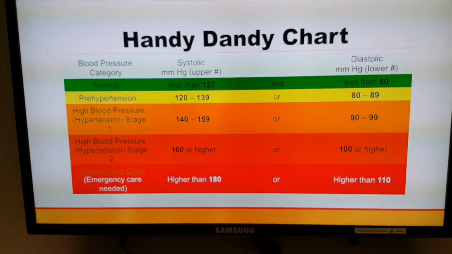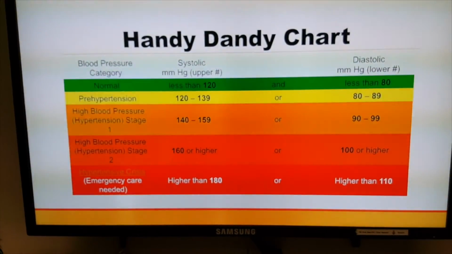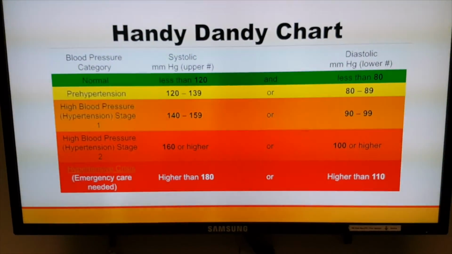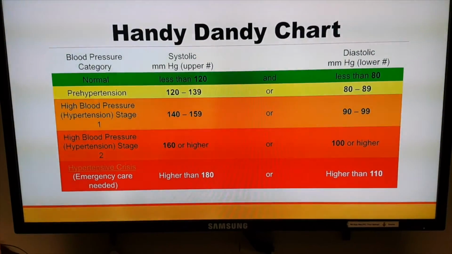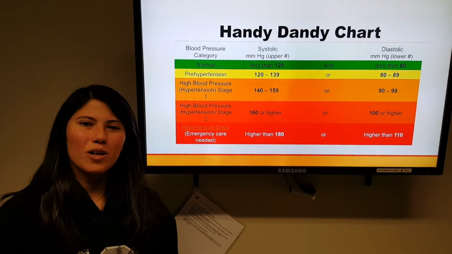Individuals that have a hypertensive crisis need emergency care. They have a systolic value of higher than 180 millimeters of mercury or a diastolic value of higher than 110 millimeters of mercury. And this concludes our presentation.